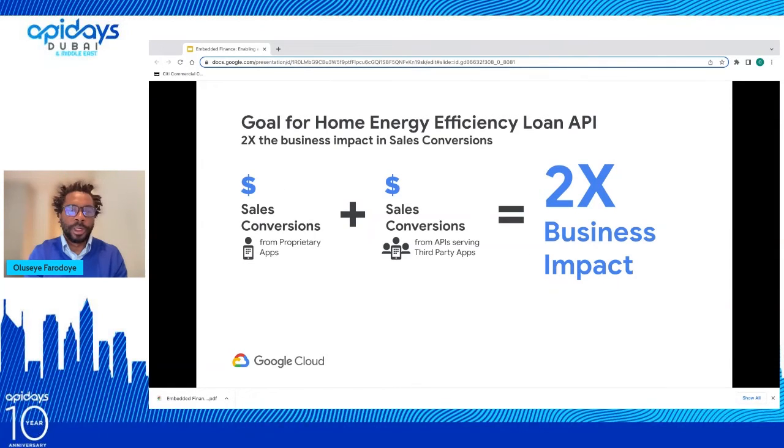And it's a very easy way to double your impact as a whole. So for example, you take a loan API, you get sales conversions from your own proprietary apps, but you also get sales conversions from APIs and apps serving third-party customers built by third-party developers. Easy math, the unit economics are quite straightforward. Getting sales conversions from your own app and from third-party apps really leads to doubling the business impact of your loan API.